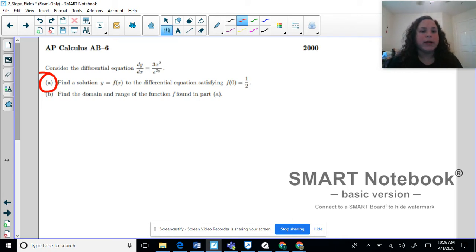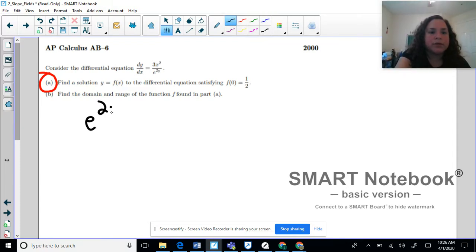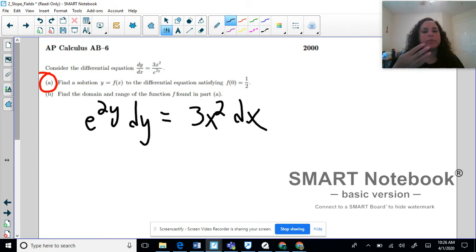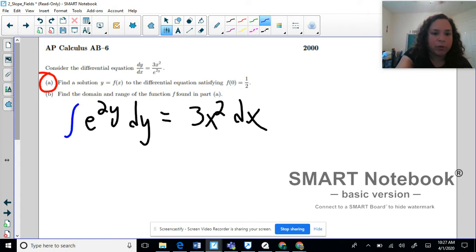To start this problem off, we have to separate the differential equation. We have to move all of the x terms to one side and all the y terms to the other. So we're going to multiply both sides by dx on the right side and e to the 2y on the left. When you do that, you get e to the 2y dy equals 3x squared dx. Because we've separated correctly, we would get 1 point on the AP exam. Now we can start integrating both sides.